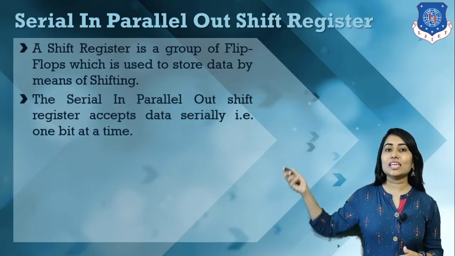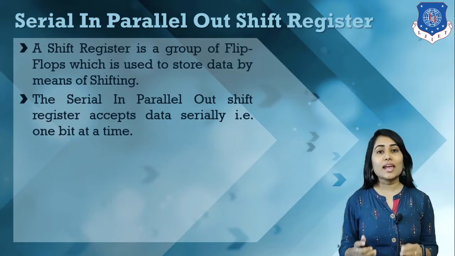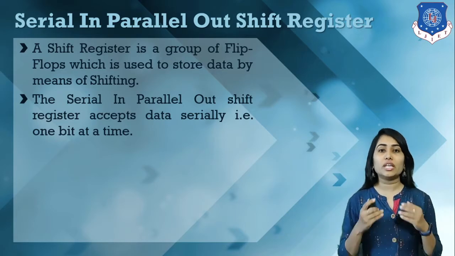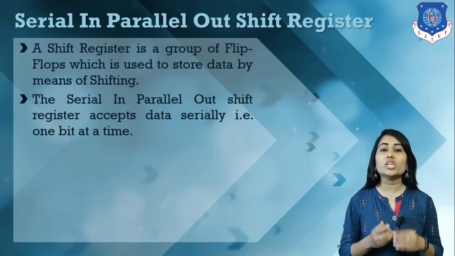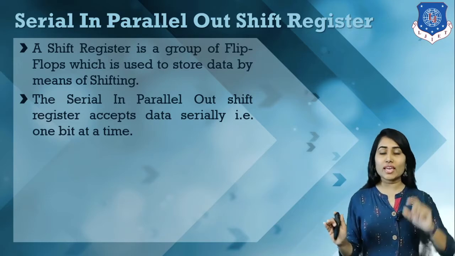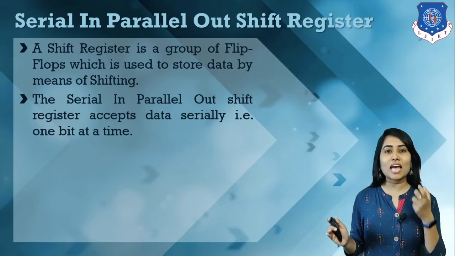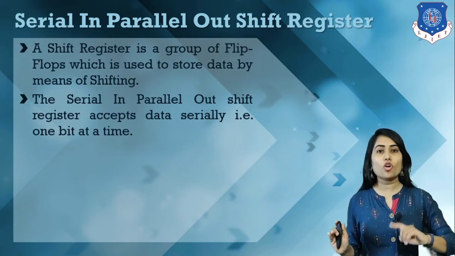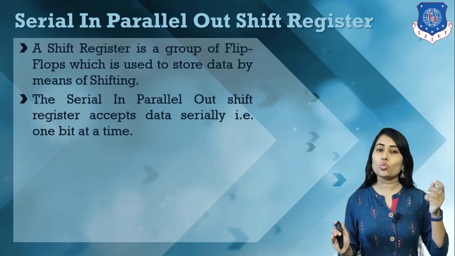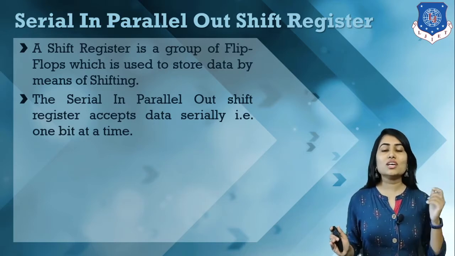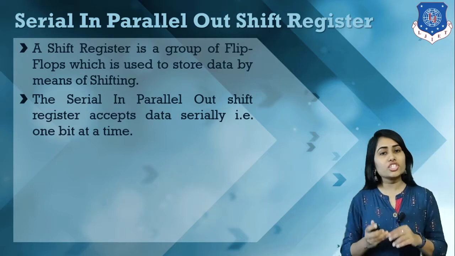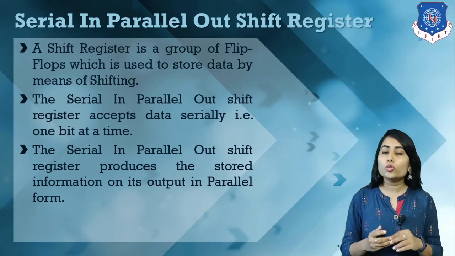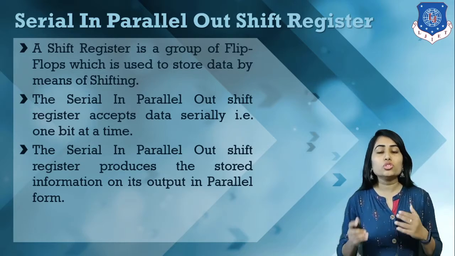This serial in, parallel out, shift register can accept data in a serial form, that means one bit at a time. Serial in means our data is entered into a register in serial form, one bit at a time. So one by one, according to the clock pulse, our data gets entered into the shift register, but at the output side our data is produced in a parallel form.